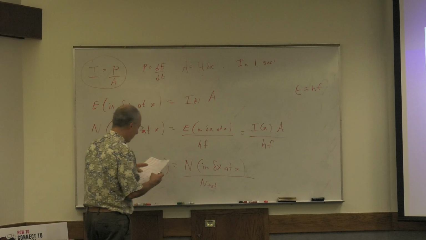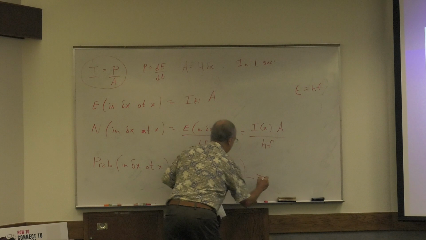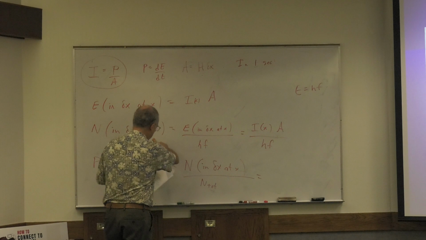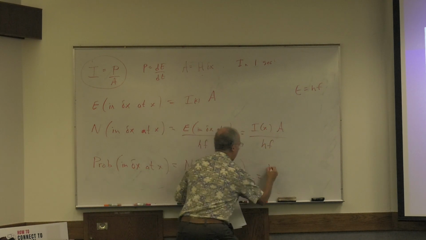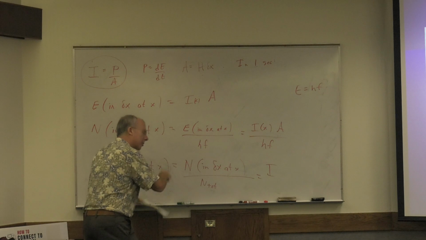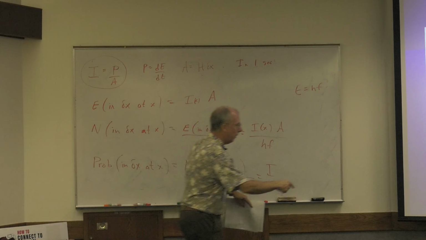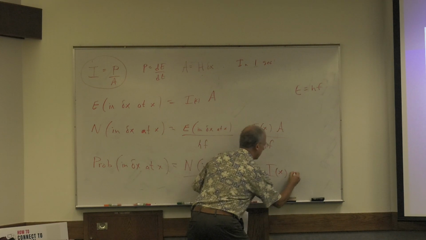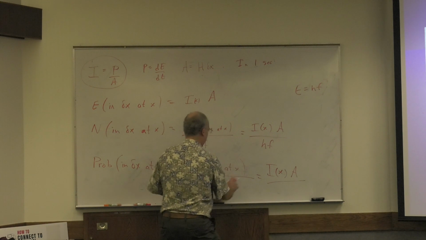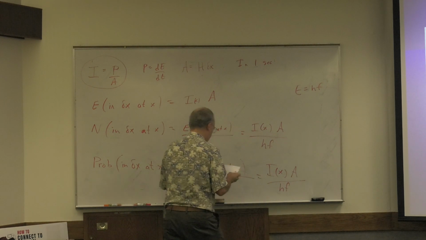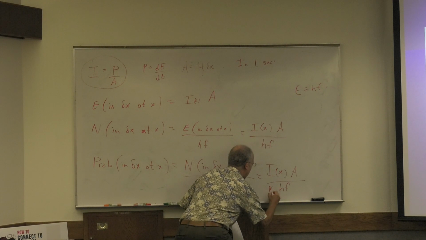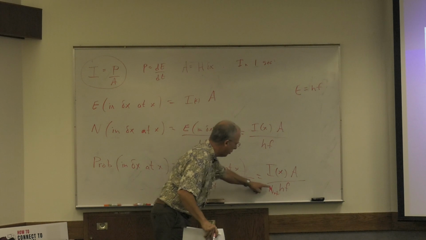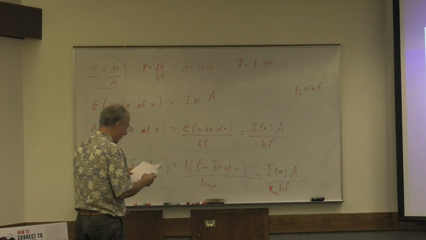All right, well, what's that? n in delta x at x is equal to this. So I'll write that, because remember, we want to connect the dots with the intensity. This is intensity: intensity at x over A, and then hf, but then we have to divide by n total as well. Okay, so that's not so horrible.